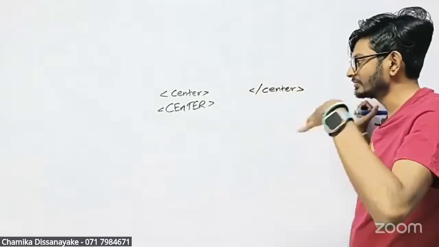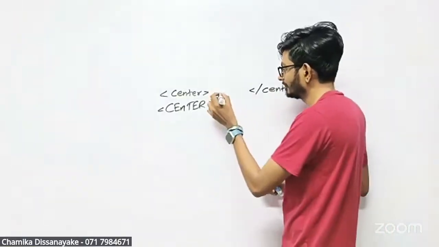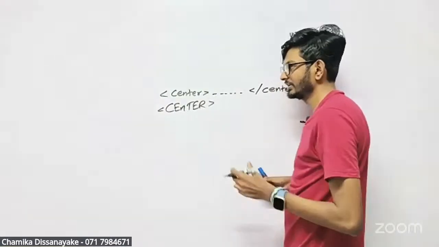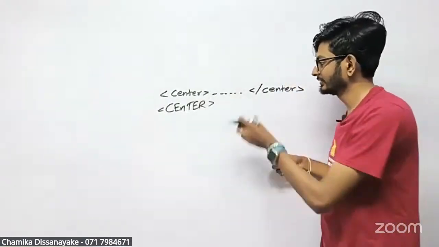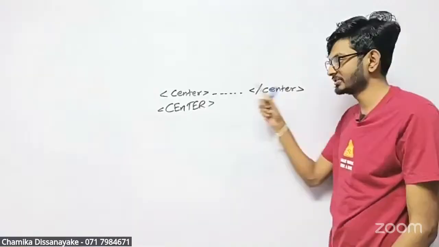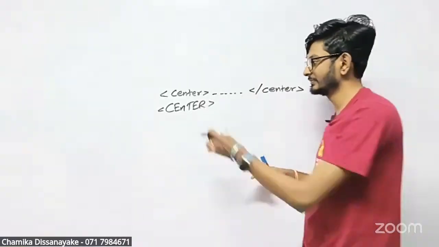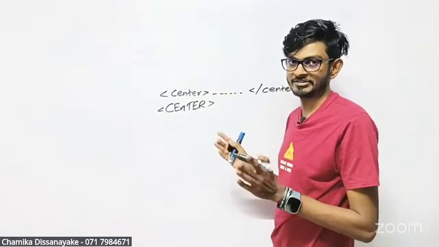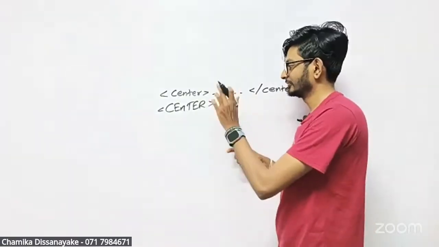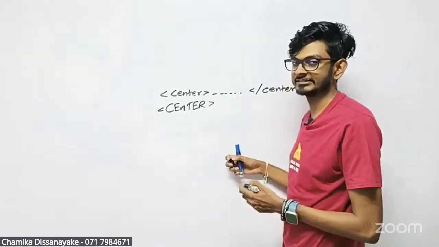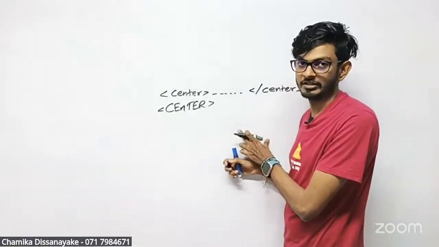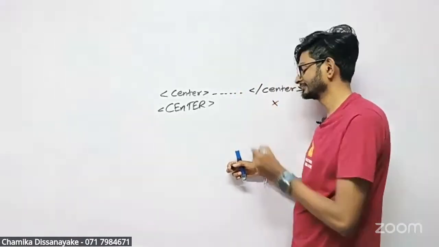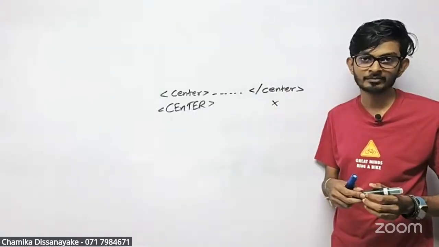So if we type something in the middle of the open tag and closing tag, these words will be formatted like the description in these tags. Okay, center means it is going to center the text to the web page. Okay, so likewise we can have several tags. And the other feature is some tags do not have this closing tag. Okay. There are some tags.